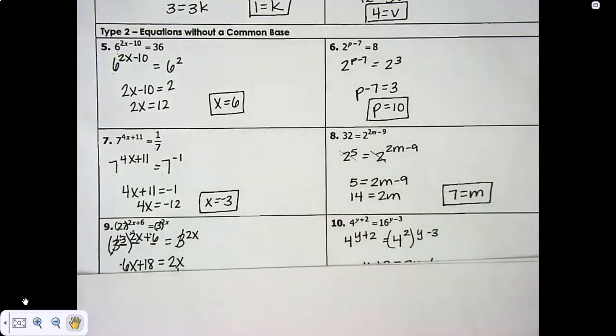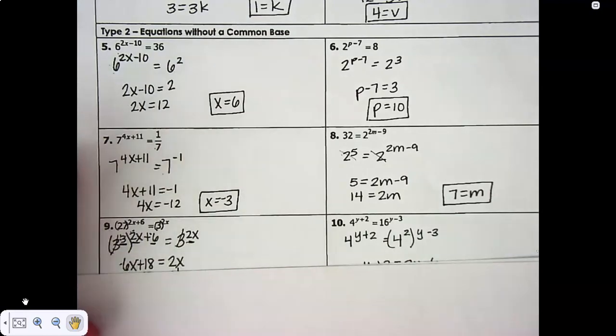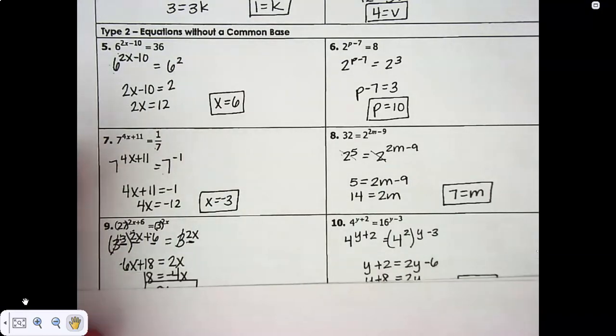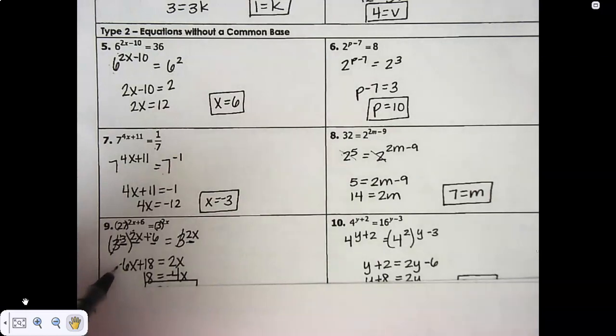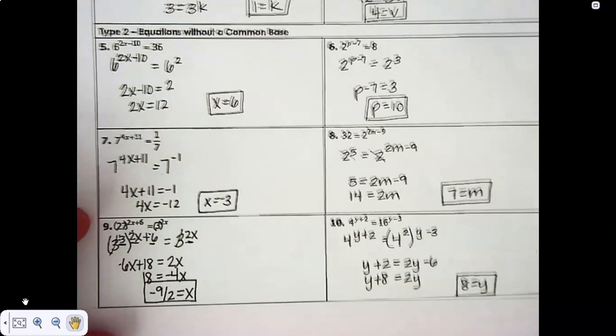Once I did that, I set it equal to what was remaining over here, which was 2x. And I just solved it like you would a regular two-step equation. So you're going to add 6x's to both sides. Oh yeah, so I subtracted 6x. So 2x minus 6x is negative 4x, and the 18 falls down. You divide both sides by negative 4, and you get a fraction answer.